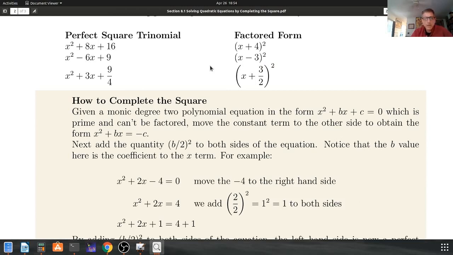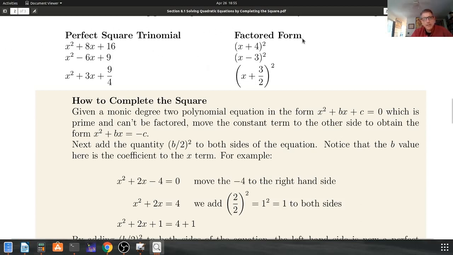So you're not going to be required to know how to complete the square to derive the quadratic equation. But you will be required to know how to complete a square and use that to solve a quadratic equation.